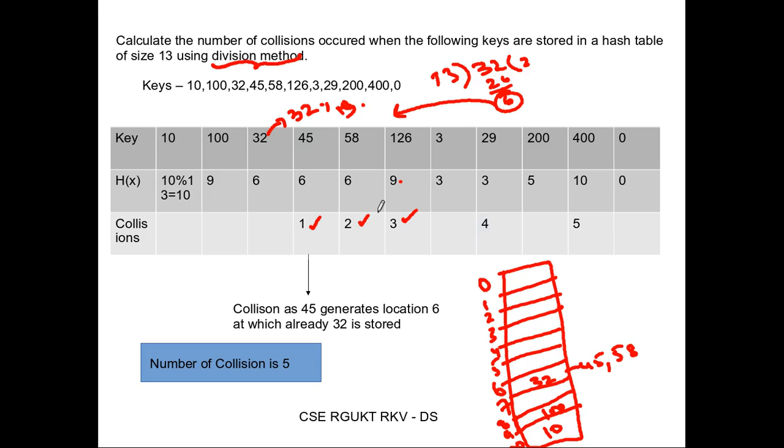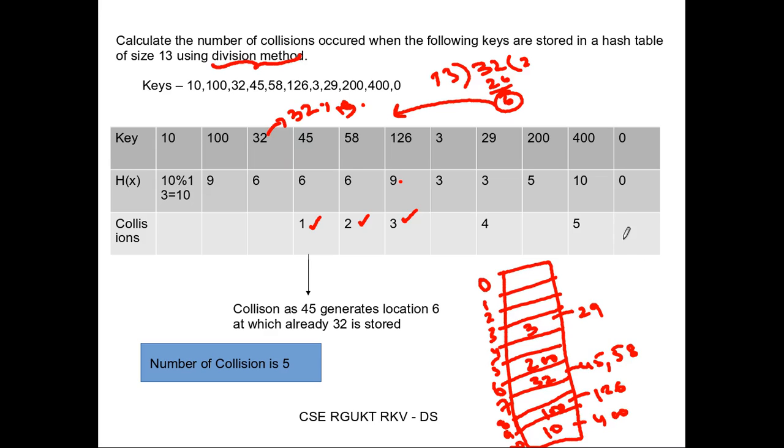126 percentile 13 is 9, but at index 9 we already have the element 100, so 126 is trying to get here, so this is our third collision. 3 percentile 13 is 3, so the element 3 gets stored here. 29 percentile 13 is also 3, so this is our fourth collision. 29 is trying to get here, so 1, 2, 3, 4, you have 4 collisions. Then 200 percentile 13 is 5, so at index 5, 200 gets stored. 400 percentile 13 is 10, and at index 10, 400 is again trying to get in.